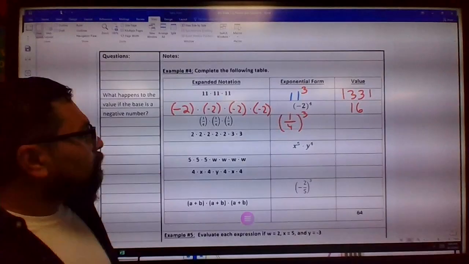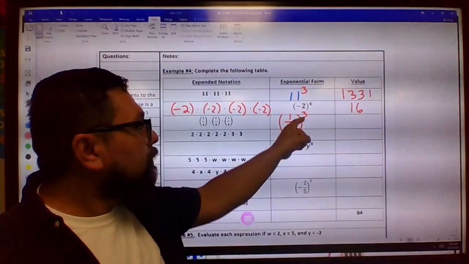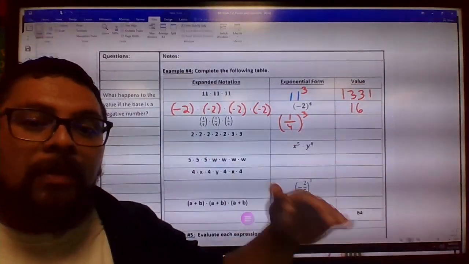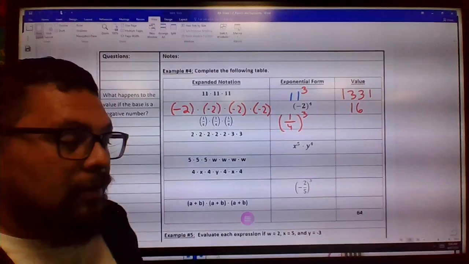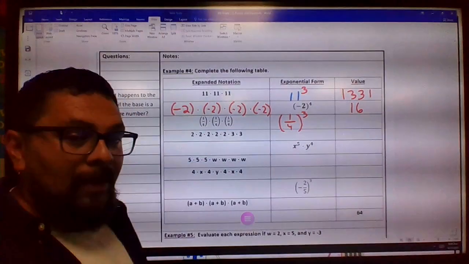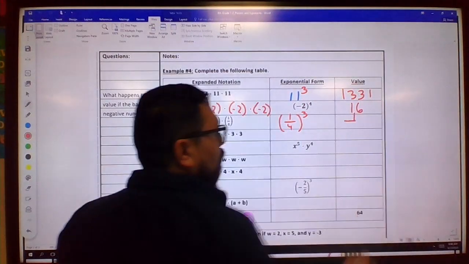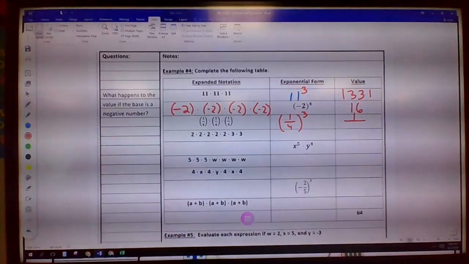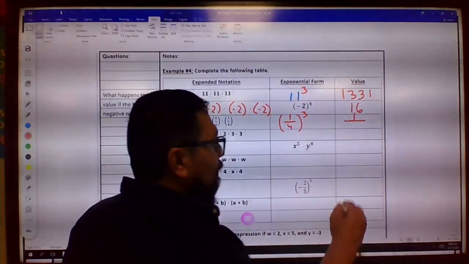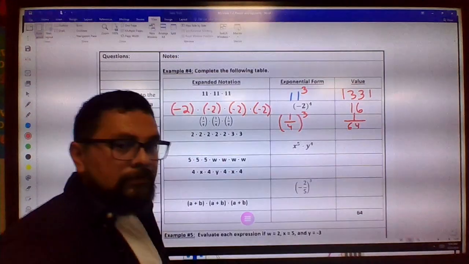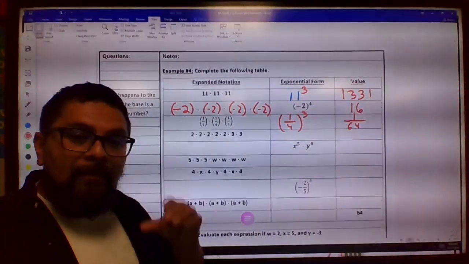All right, for the next one, it's 1/4 times 1/4 times 1/4, and that is 1/4 to the 3rd. Now, if you remember from like 4th grade, when you multiply fractions, you just multiply across. So 1 times 1 times 1 is 1. And then 4 times 4 times 4 is 64.